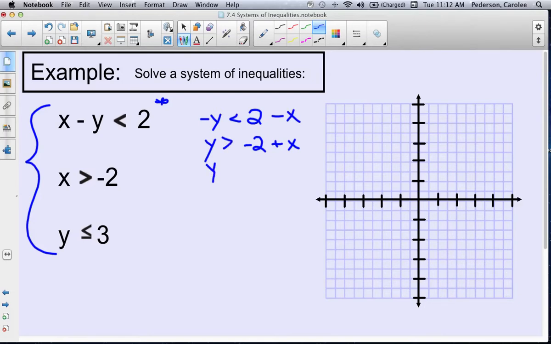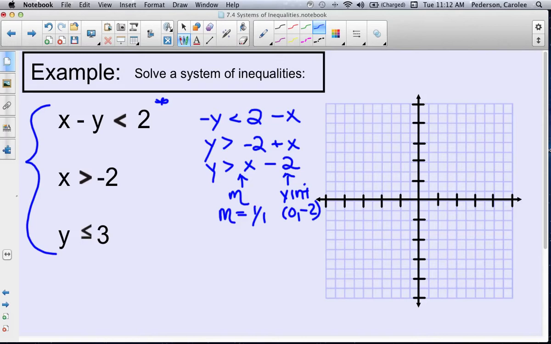And then I'm just going to put it in slope-intercept form, where I have my x first, then my y-intercept. So this represents my y-intercept, and this represents my slope. So I have a slope of 1 over 1, and I have a y-intercept of over 0 down negative 2.